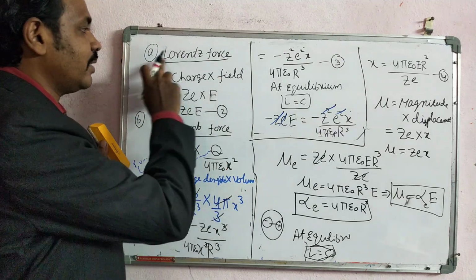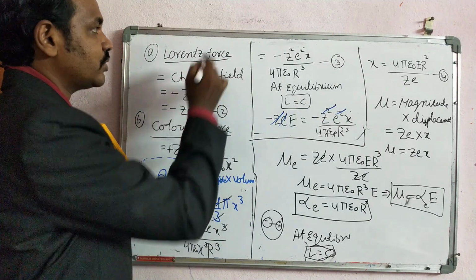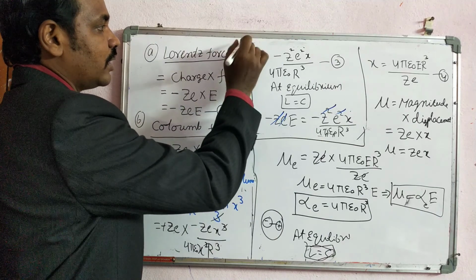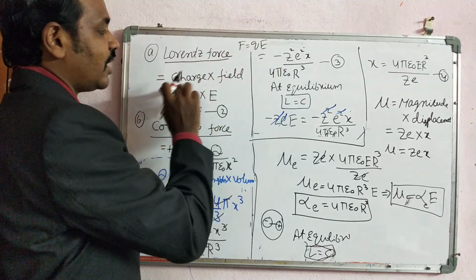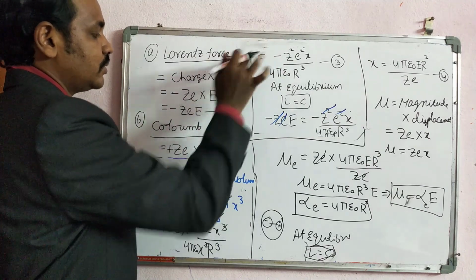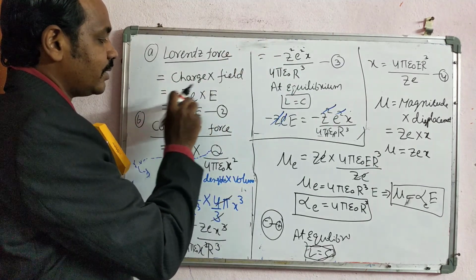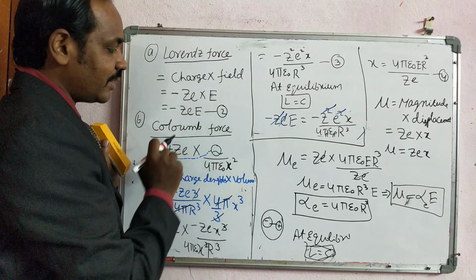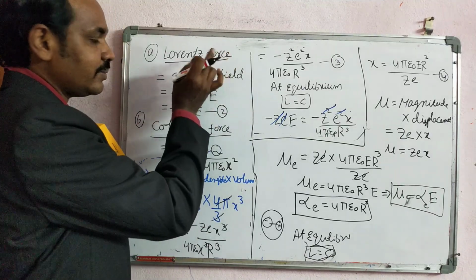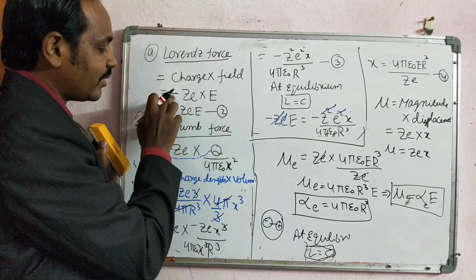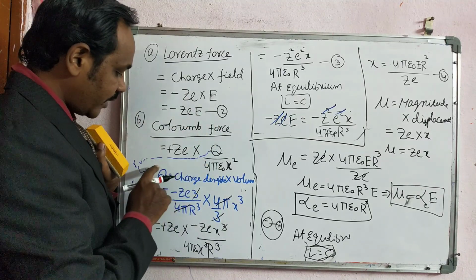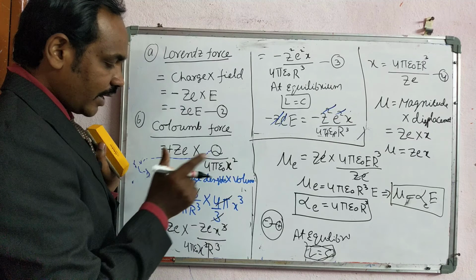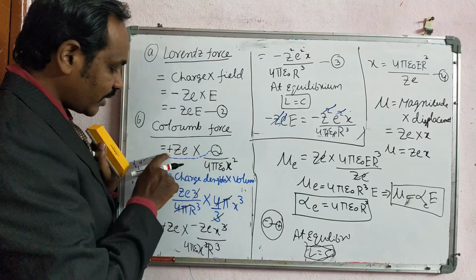See that the Lorentz force is F equals QE, you know that. So F equals QE, charge into electric field, correct or not? So the charge is Ze and the electric field E is applied. Lorentz force means separating, that is I have taken minus ZeE, equation number 2. The Coulomb force tries to bring them to one position, that's why I have taken plus.